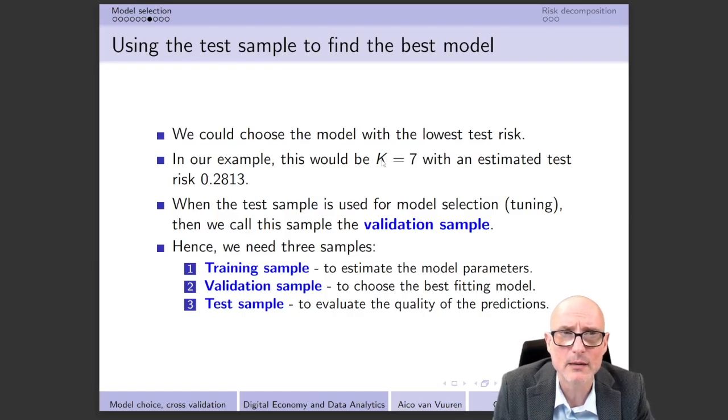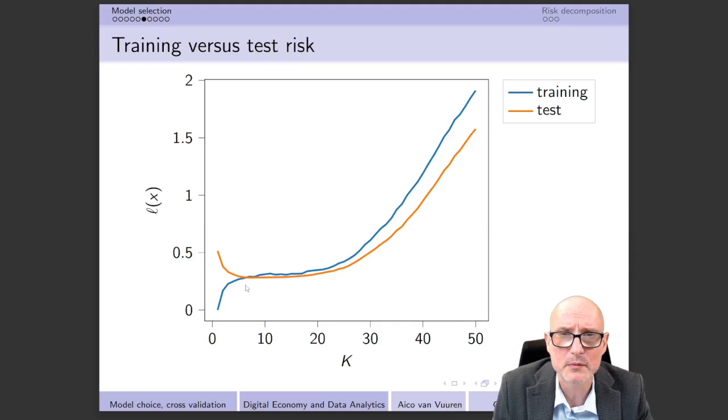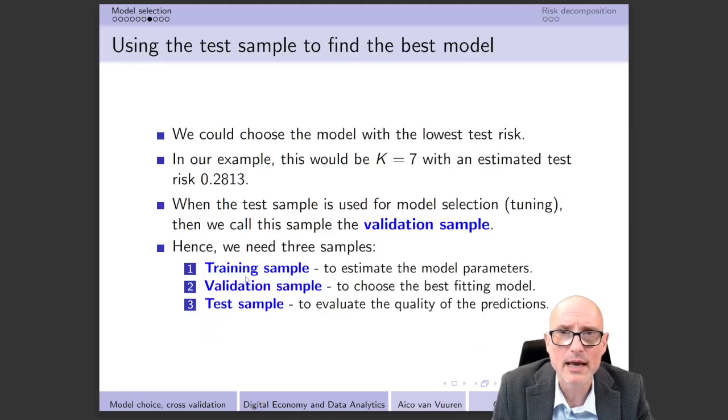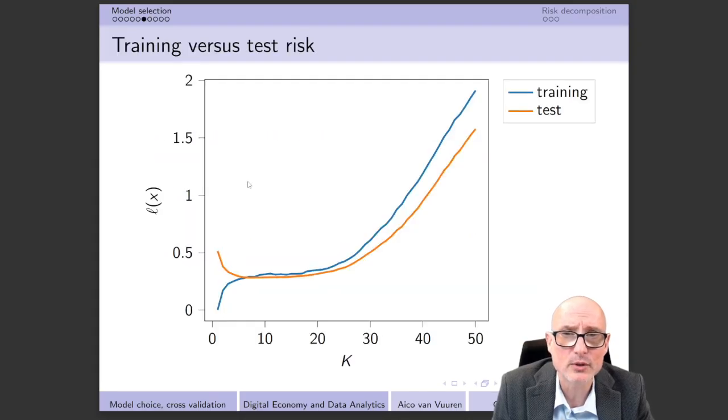Then at that moment in time, the estimated test risk that we have over here is lowest, and it has a value equal to 0.2813. So based on that, we can say that, in this particular situation, K equal to 1 definitely is not our best choice, and K equal to 7 in this case would be our best choice.